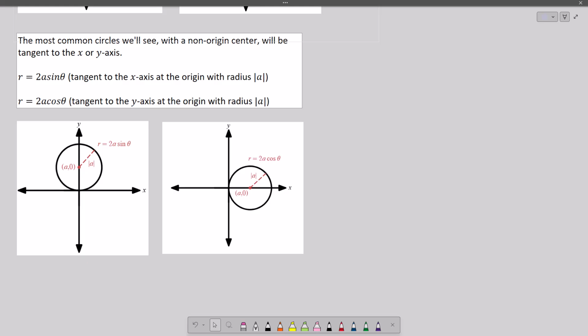So it'll always be touching the axis, right there at the origin. It's always going to be tangent at the origin, and we'll look at an example in a second. The radius is always going to be half of whatever the coefficient number is. So the radius here is a, which is half this coefficient of 2a. And here's how we're going to graph them.